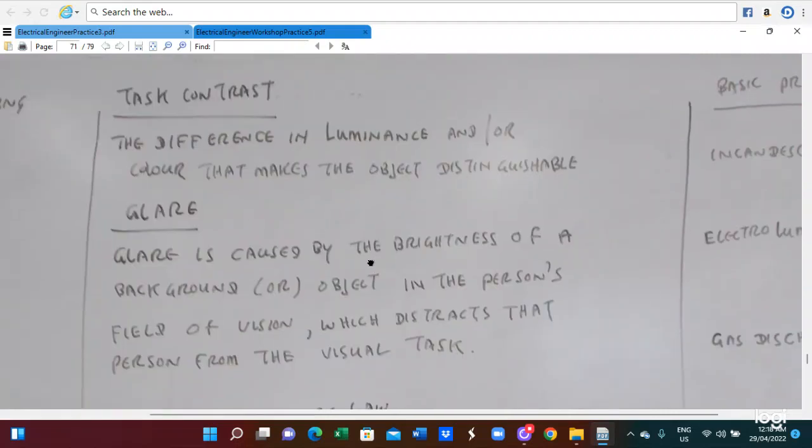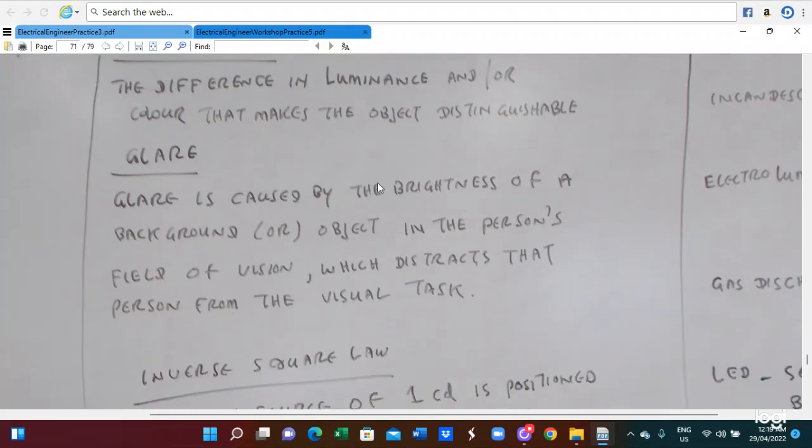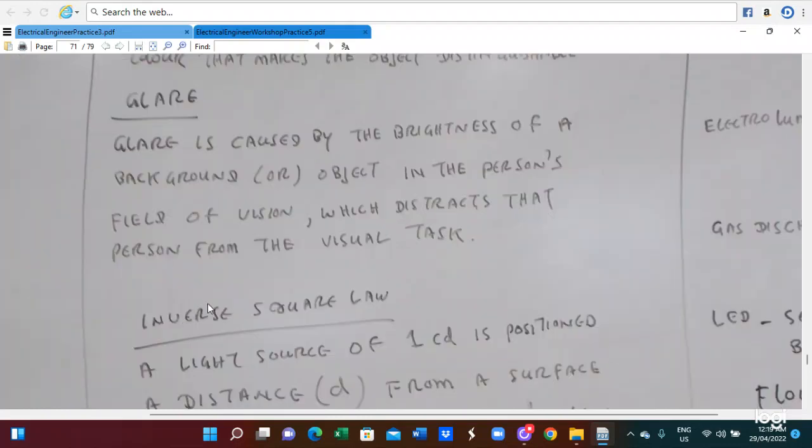So there is task contrast, the difference between the illuminance or the color that makes the objects distinguishable. This is also important because the illumination should make the object distinguishable. The glare also needs to be controlled. Glare is caused by the brightness of the background or the object in the person's field of vision, which disrupts the person from the visual tasks. This is why, because of glare, the person can be distracted.